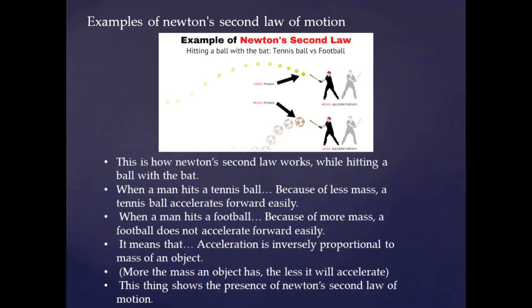While seeing this picture, what can you think of? This is an example of Newton's second law of motion. When a man hits a tennis ball, because of less mass, the tennis ball accelerates forward easily. When a man hits a football, because of more mass, the football does not accelerate forward easily. It means that acceleration is inversely proportional to the mass of an object. The more mass an object has, the less it will accelerate. This shows us the presence of Newton's second law of motion. Thank you.